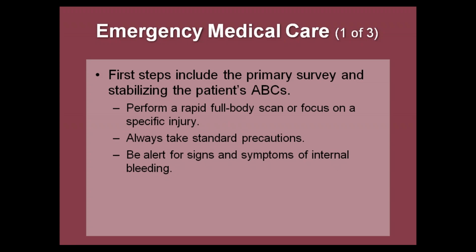So first steps include the primary survey and stabilizing the patient's ABCs. And before we even get to ABCs, we need to make sure that we're identifying life threats, that gross hemorrhage. Perform a rapid full body scan and focus on the specific injury. Don't get drawn in and sucked in on injuries that can distract you from finding the life threats. Always take standard precautions. Be alert for signs and symptoms of internal bleeding.